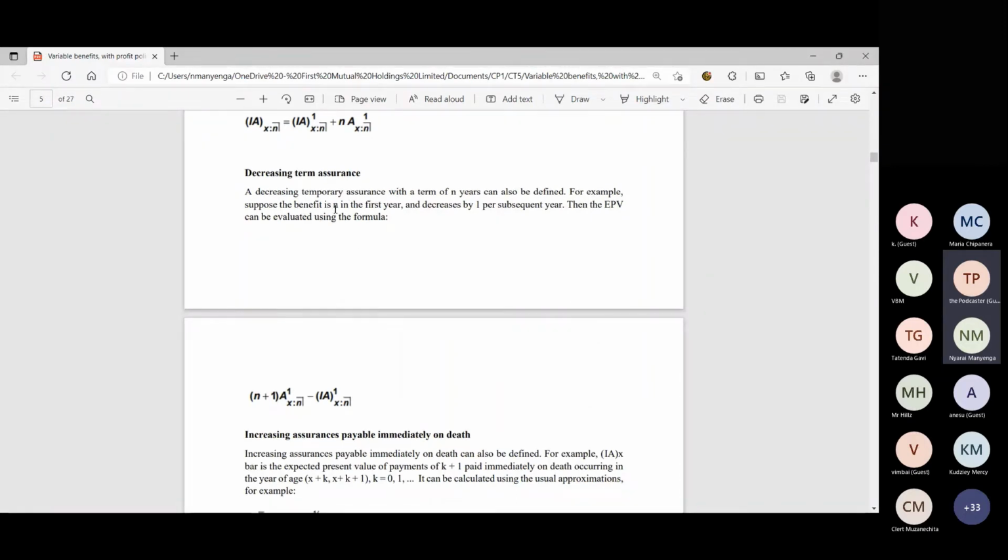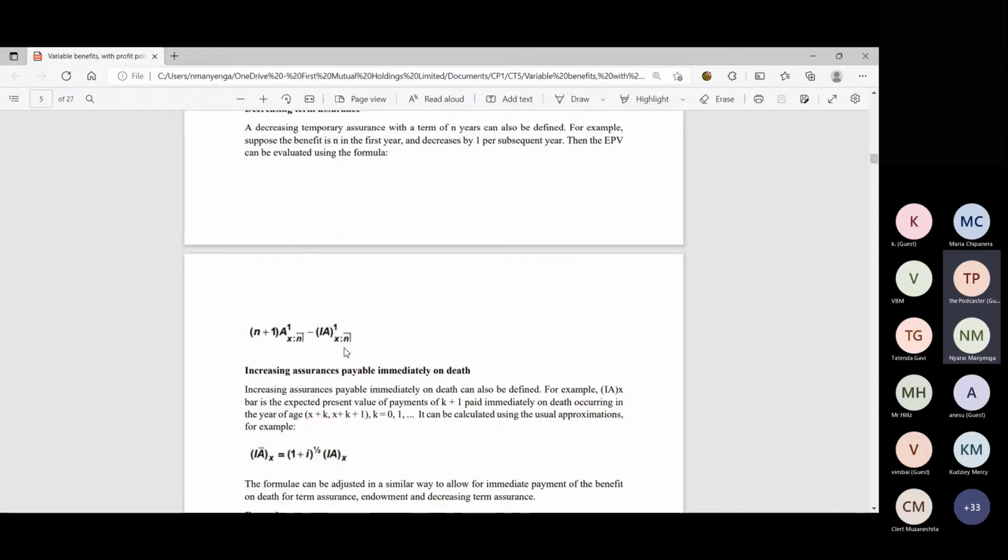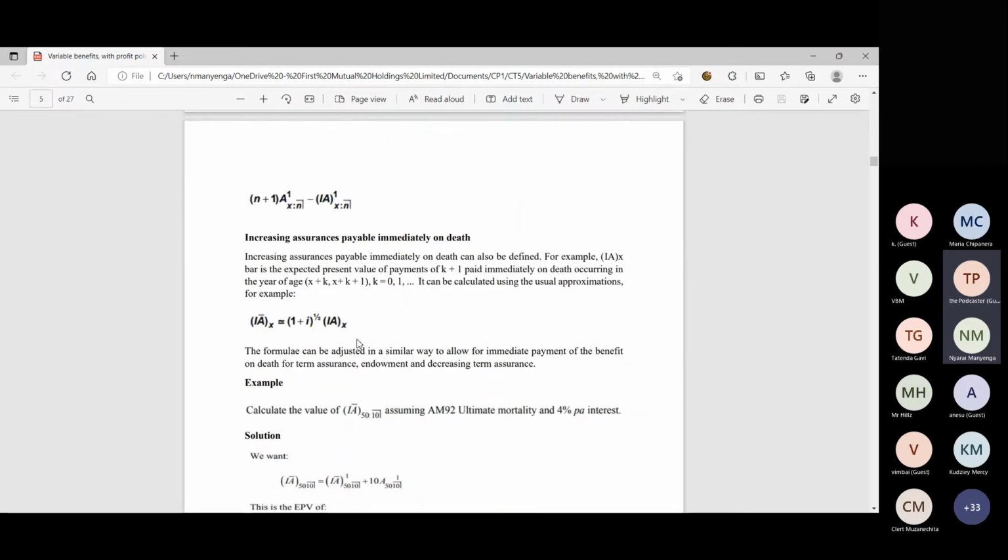Then the decreasing term assurance can also be defined in a similar way. For example, suppose the benefit is n in the first year, and then decreases by 1 per subsequent year. The expected present value can be evaluated using the formula below. That would be n plus 1 times the term assurance function that is not increasing, minus the increasing term assurance function. You also just need to know how to apply this when you're asked a particular question.